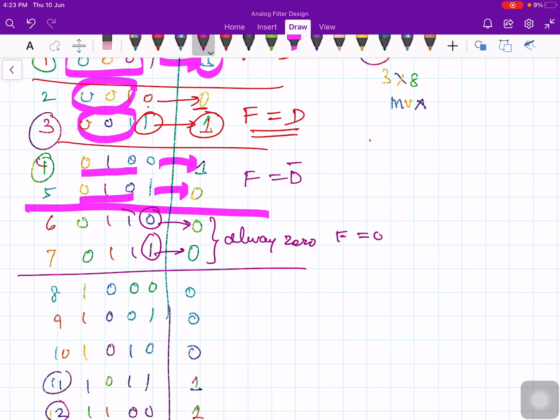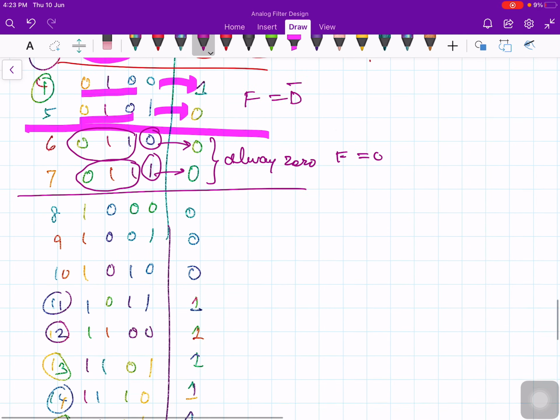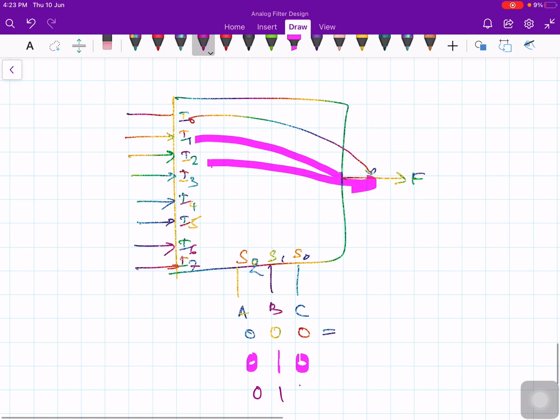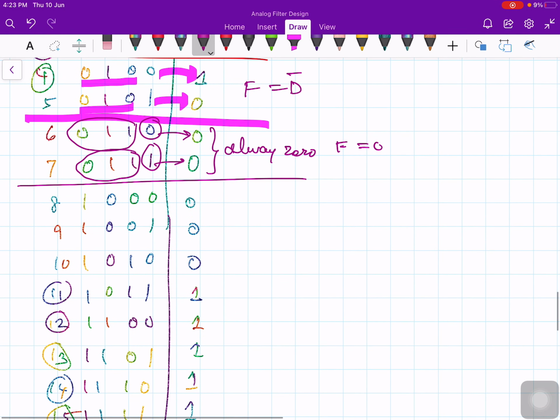For which combination? For 0, 1, 1. In the selection lines, if you give 0, 1, 1, it corresponds to which data input? I3. Therefore, when I3 gets a chance to the output, it is always 0. That means I3 equal to 0. That's it. Therefore, here F equal to 0.